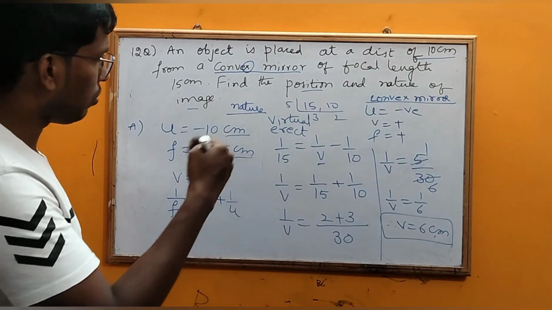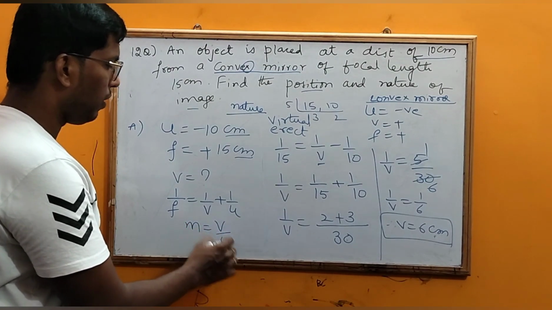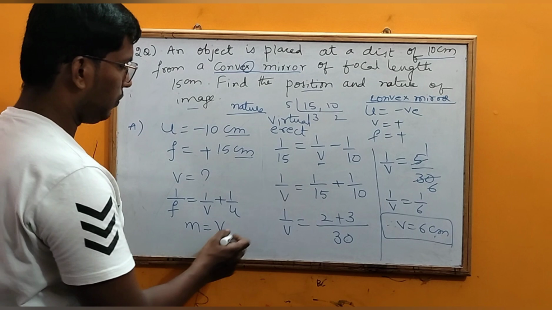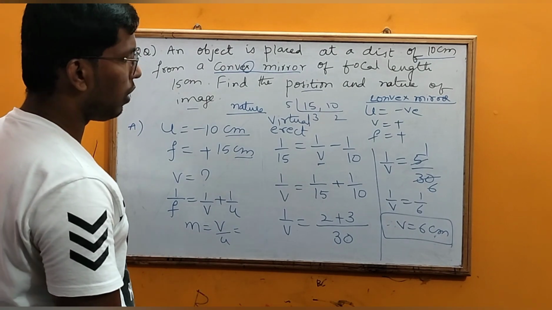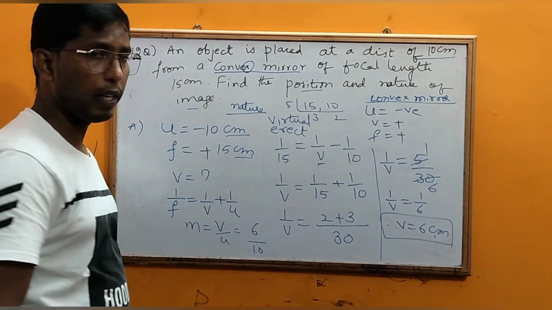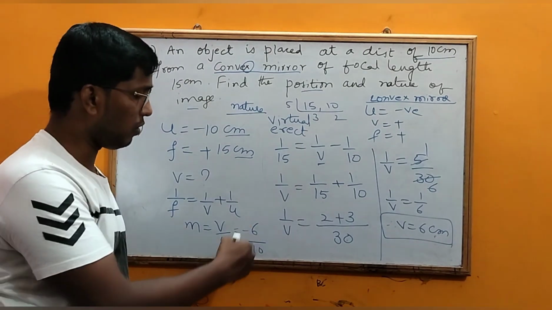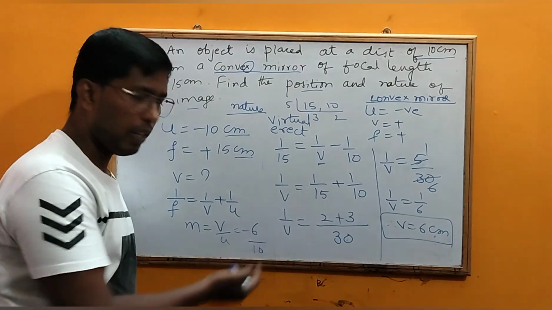If you want to know the magnification also, what is the formula? M is equal to V by U. Okay, magnification. What is V value? 6. What is U value? 10. You get the magnification minus 10. You get the magnification also. You can say it is a smaller image or bigger image. So you will get it smaller only.